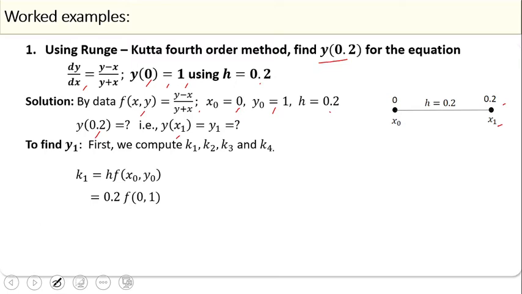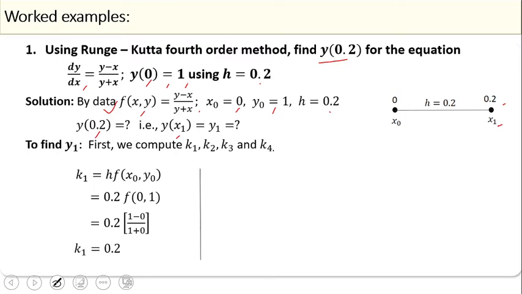To get f of 0 comma 1, put x is equal to 0 and y is equal to 1 in f of x comma y. Then f of 0 comma 1 will be (1 minus 0) by (1 plus 0). So k1 is equal to 0.2 times (1 minus 0) by (1 plus 0). If we simplify this, we will get k1 as 0.2.